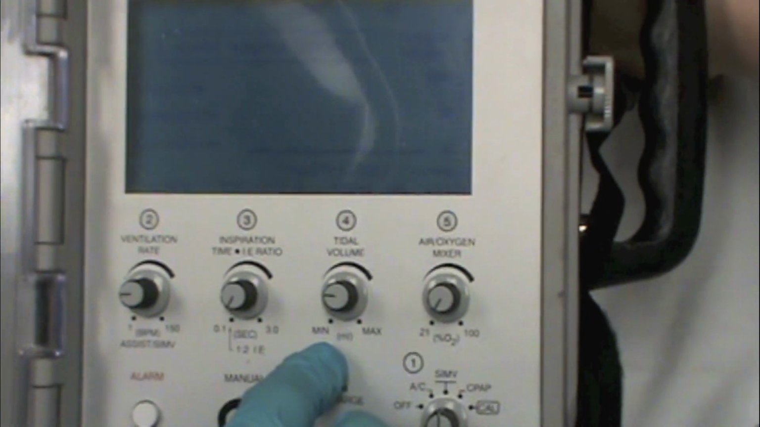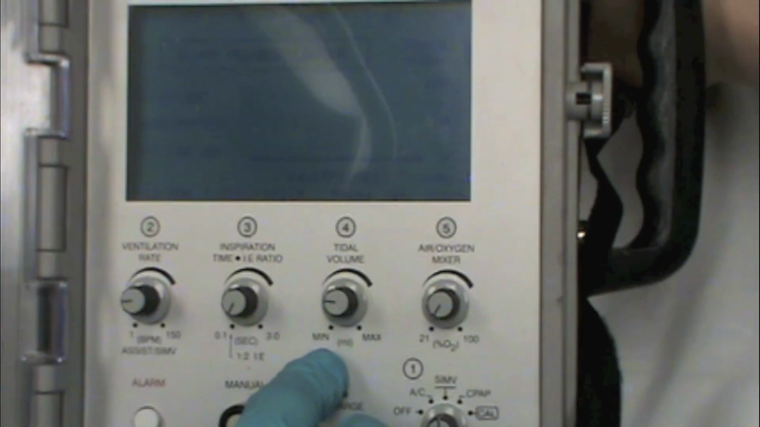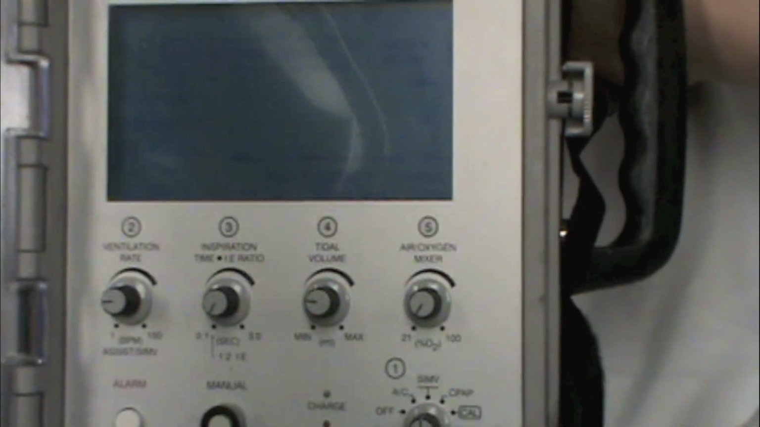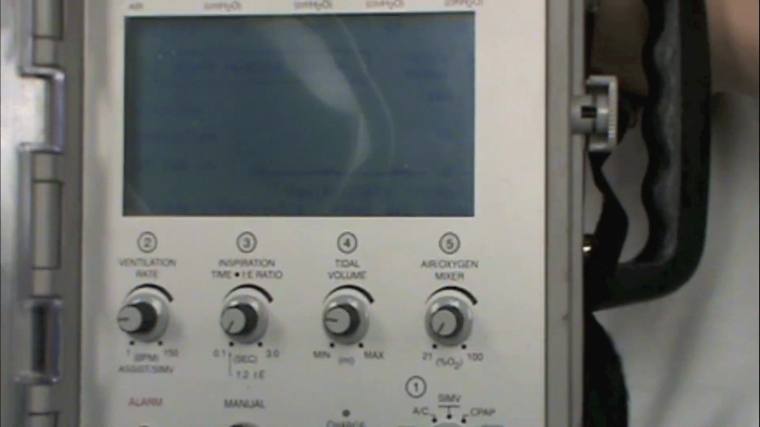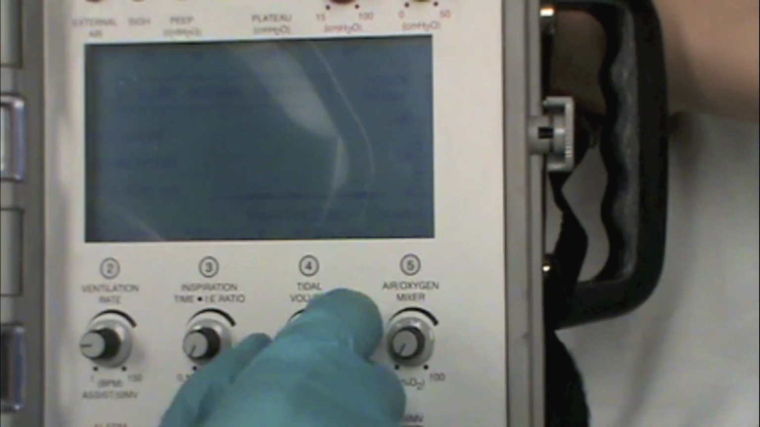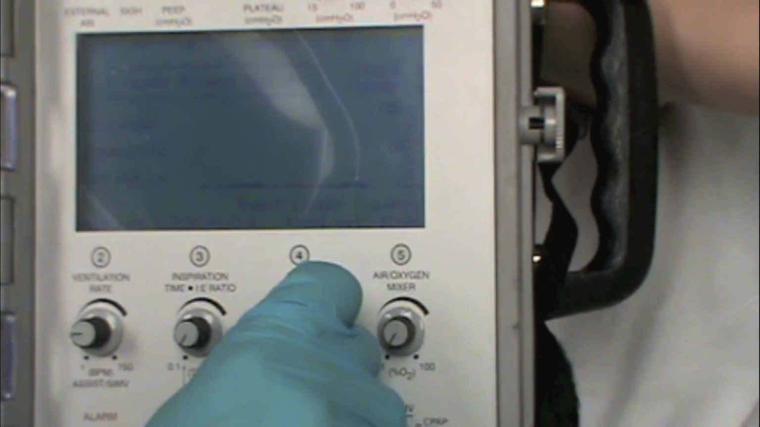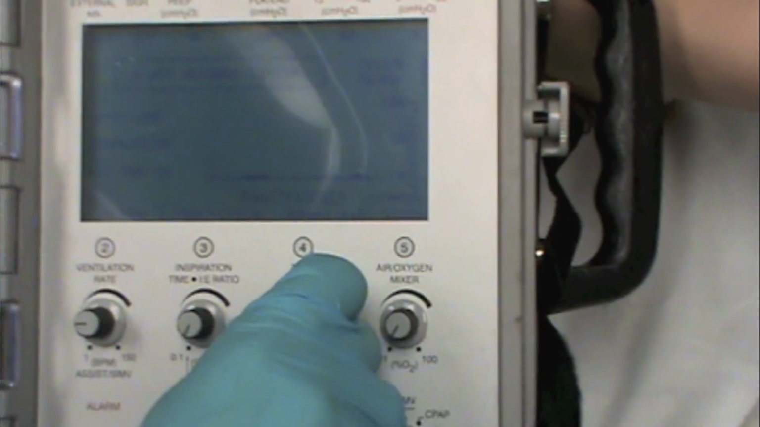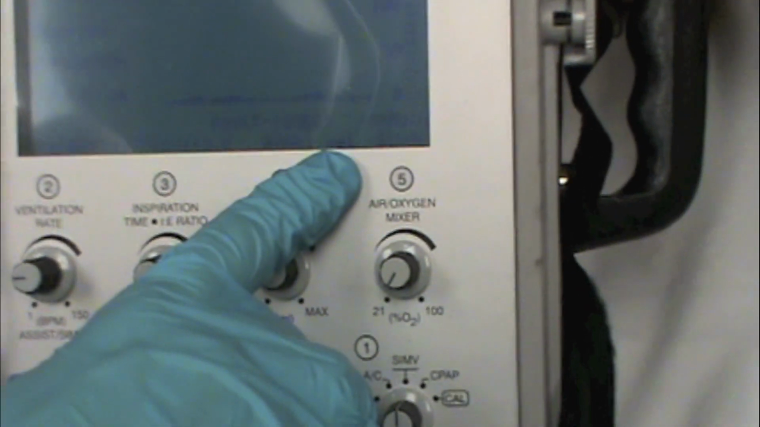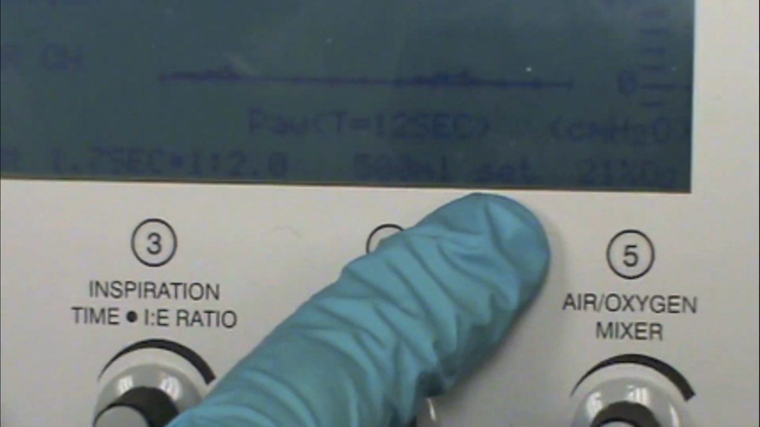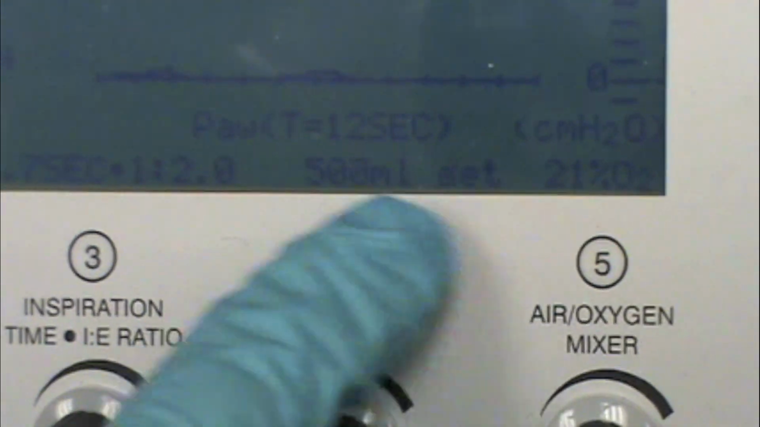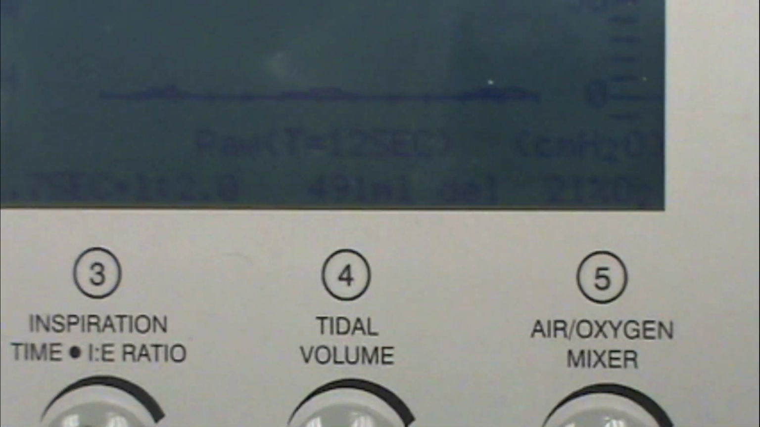We do the same thing with kids. There have been ranges that are as low as 6, as high as 15 cc's per kilogram for tidal volume adjustment. You should always start on the lower end of tidal volume, which gives you an opportunity to make sure you don't create trauma to the lung tissue. We've set a tidal volume of almost 500 here. On this machine, you'll see a tidal volume that's set, and then you'll see a tidal volume that's delivered. So if you want to know that the amount you set is actually what's being delivered to the patient, you can see that measurement right here on the screen.